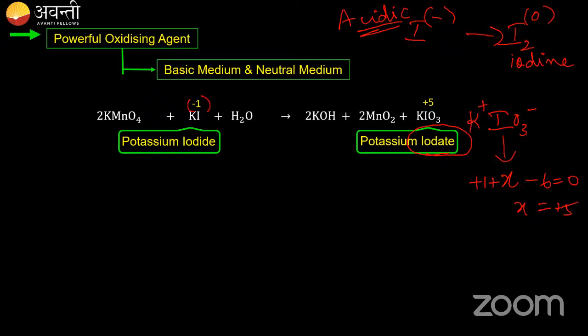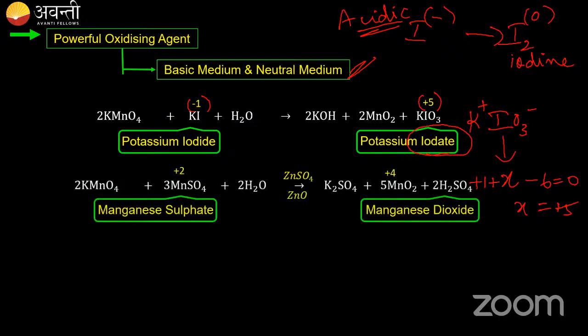So -1 to +5. This is very important. This is one of the important equations. In basic medium, it was converted to iodate. In acidic medium, it was converted to iodine. All these are very minute things, but they are very important. That's why you have to study very carefully. All the inorganic chemistry lessons are very, very important. Each and every line is important.